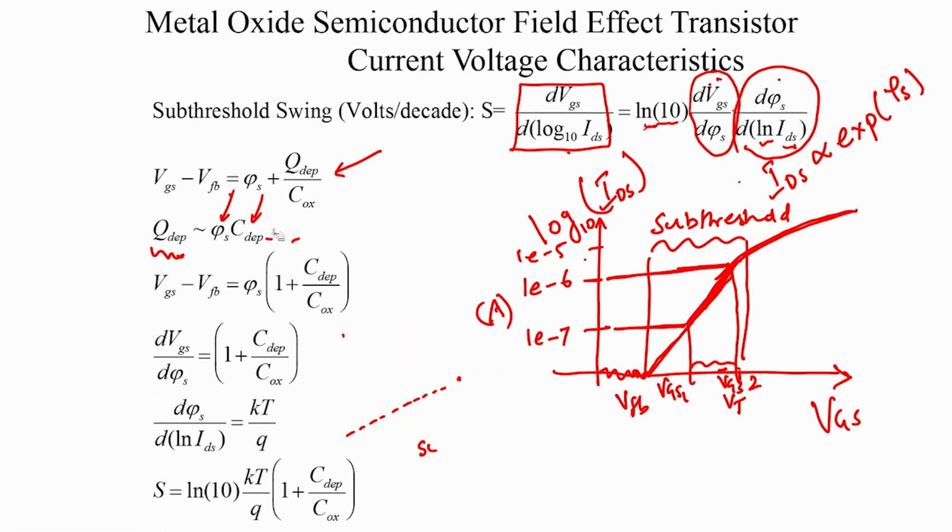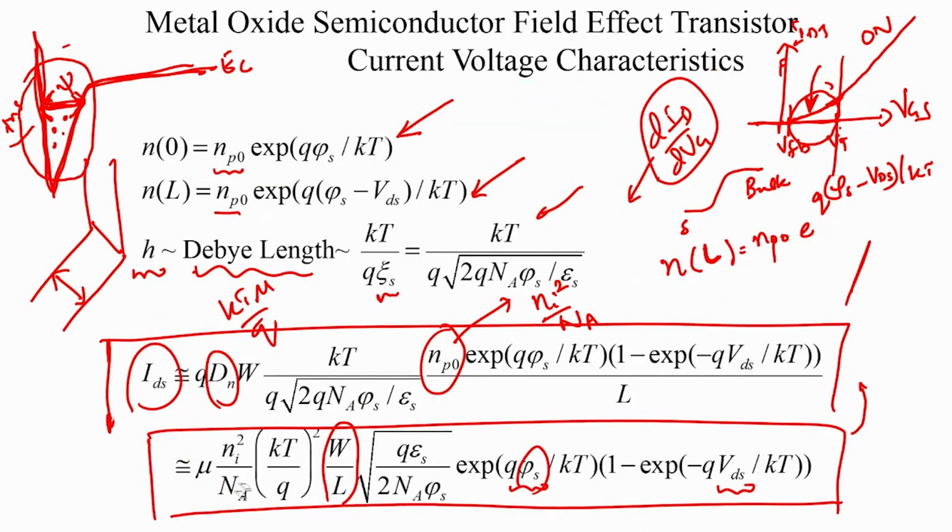So, we define Q depletion as phi s into C depletion, and make the substitution here. So you get this relation: VGS is equal to VFB plus phi s into 1 plus C depletion by Cox, and therefore dVGS by d phi s becomes this term, 1 plus C depletion by Cox. So, we have solved for this part of our subthreshold swing.